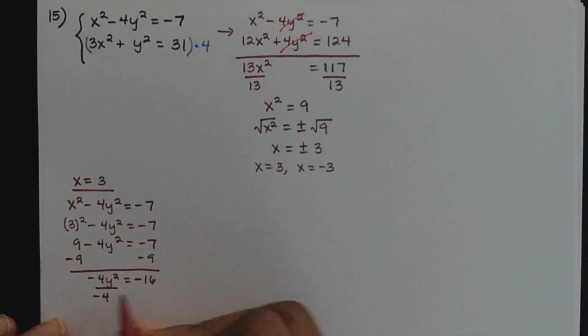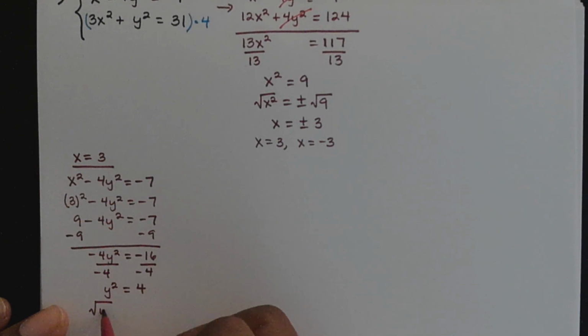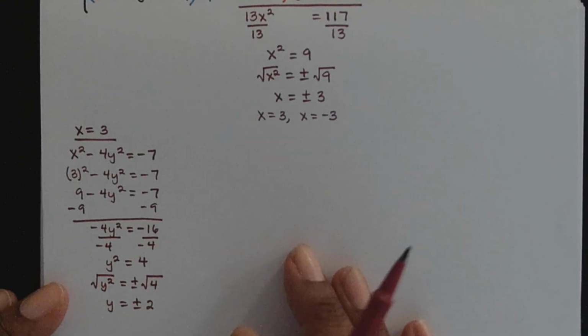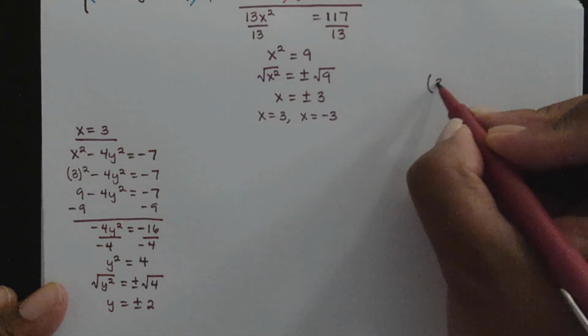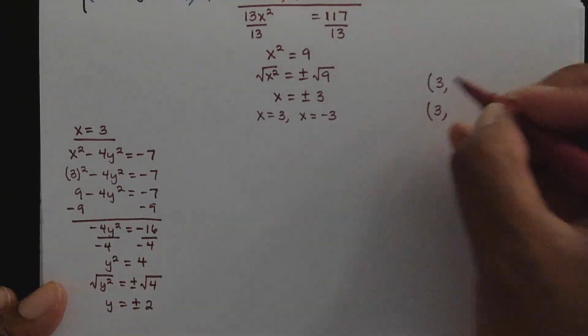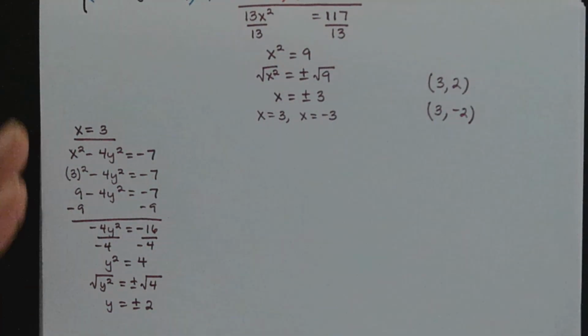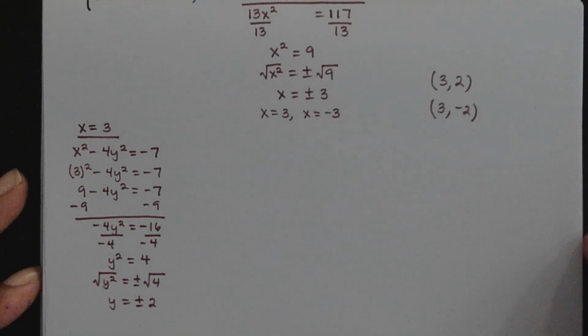So I got negative 4y squared is equal to negative 16. Divide both sides by negative 4. That means y squared is equal to 4. And then take the square root on both sides and include the plus or minus symbol. That means y is equal to plus or minus 2. So that means for x equals 3, my y values will be positive 2 and negative 2. So I have two ordered pairs for the x coordinate of 3.